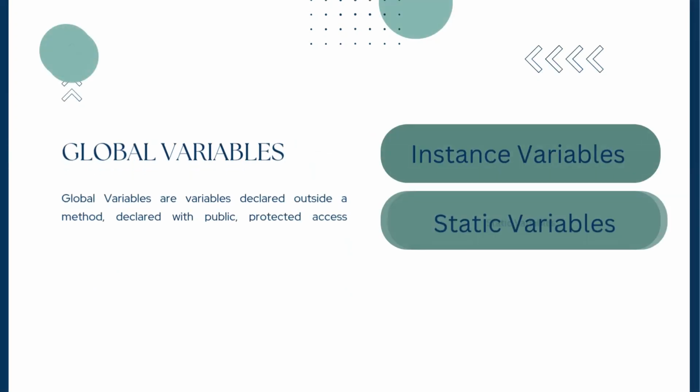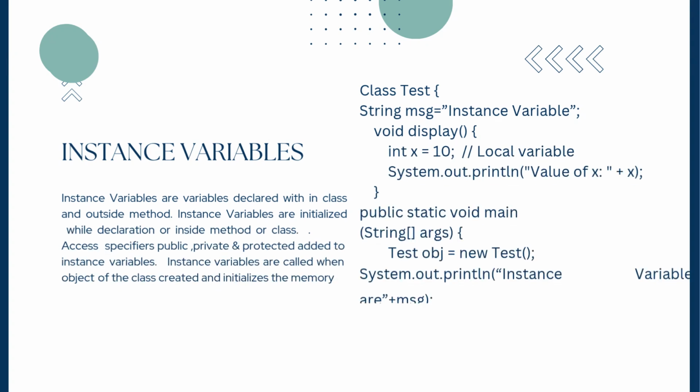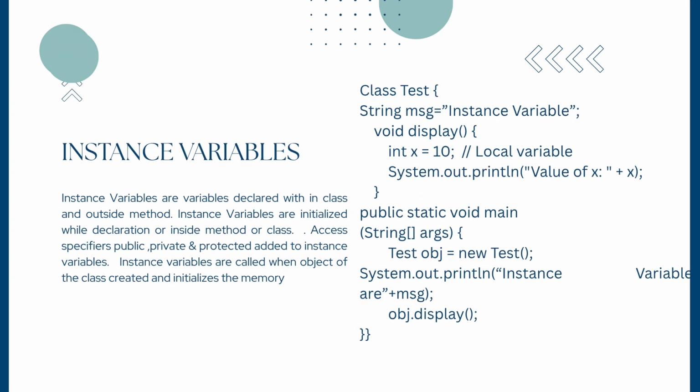Global variables are variables declared outside a method but inside the class, with public or protected access specifier. Global variables are of two types: static and instance variable. So instance variables are variables declared within the class and outside the method.